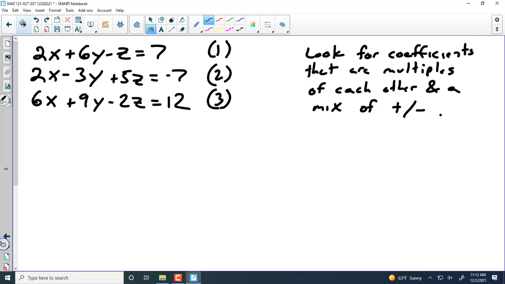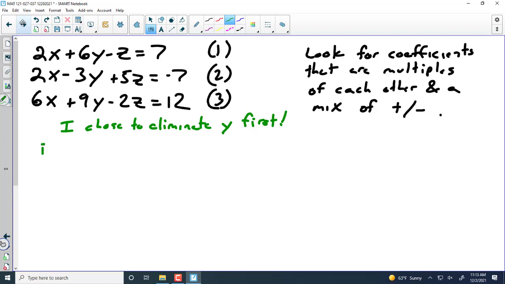So anyone can do this any way they want. There's no right or wrong way to start. What I chose to do, and I'm going to do it just because I have it in my notes, is I chose to eliminate y first. You are more than welcome to try doing another variable first, and you will get the same answer if you do all your math correctly.